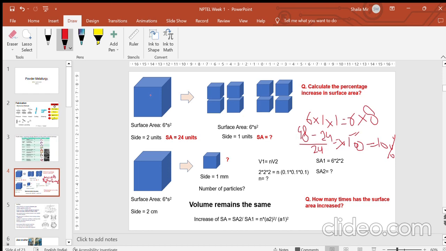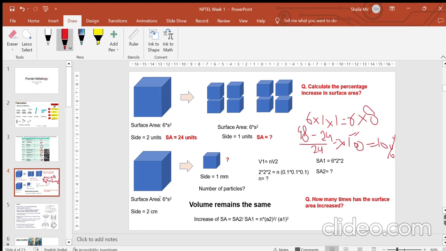So another problem on the same lines is here. We have a cube of side 2 centimeter, and it is divided into finer powders or finer cubes of each 1 mm side. So you have to identify the number of particles that will be produced on crushing of this larger cube into smaller cubes.